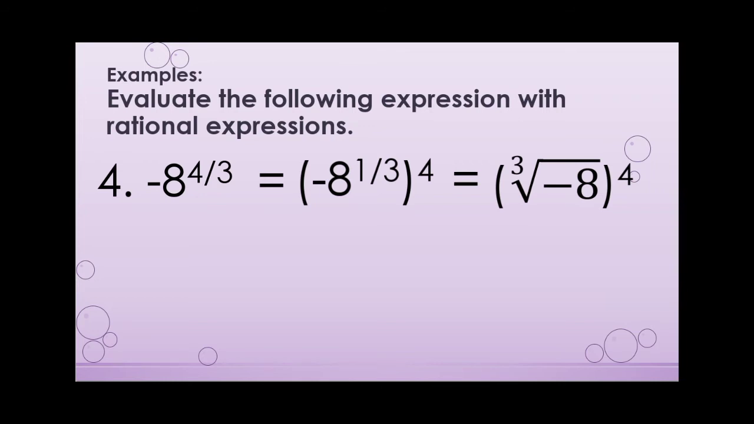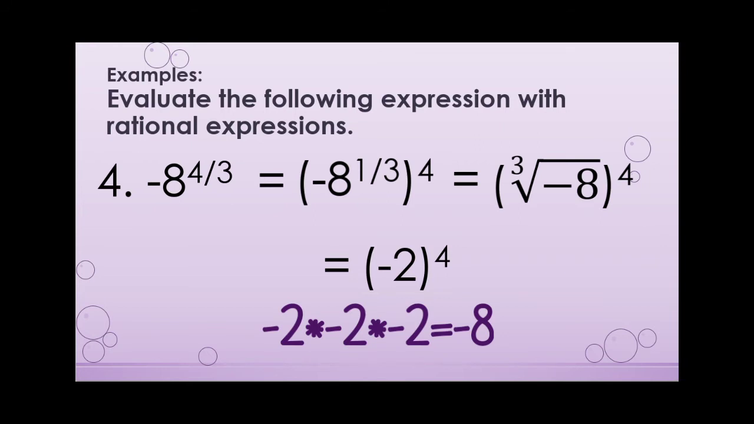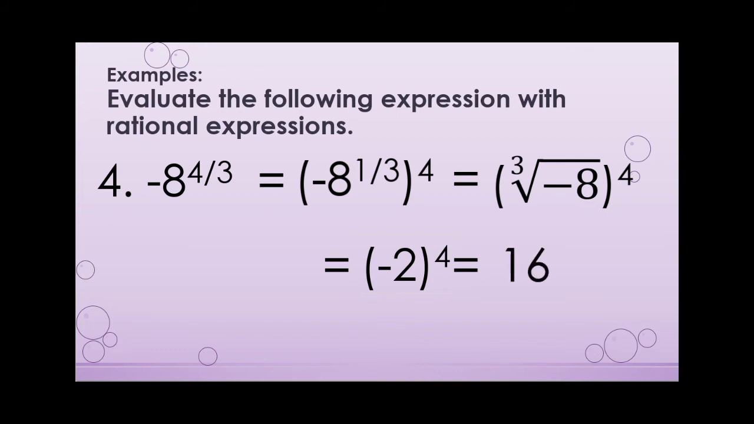What is the cube root of negative 8? It is negative 2. Why negative 2? Because if you are going to multiply negative 2 by negative 2, the answer is positive 4. Then multiply positive 4 by negative 2, the answer is negative 8. Then, raise negative 2 to the fourth power. The answer now is positive 16.